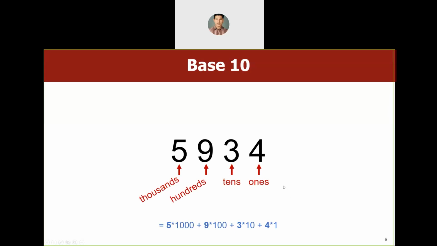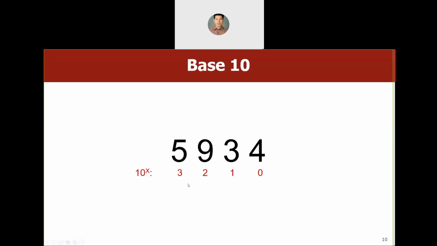Now how to calculate the magnitude or amount of this? You multiply 4 into 1, then 3 into 10, then 9 into 100, and 5 into 1000. If we add all this, we get 5934. So this is 10 raised to 0, 10 raised to 1, 10 raised to 2, 10 raised to 3. So we have this base raised to x, and here you should use these values.